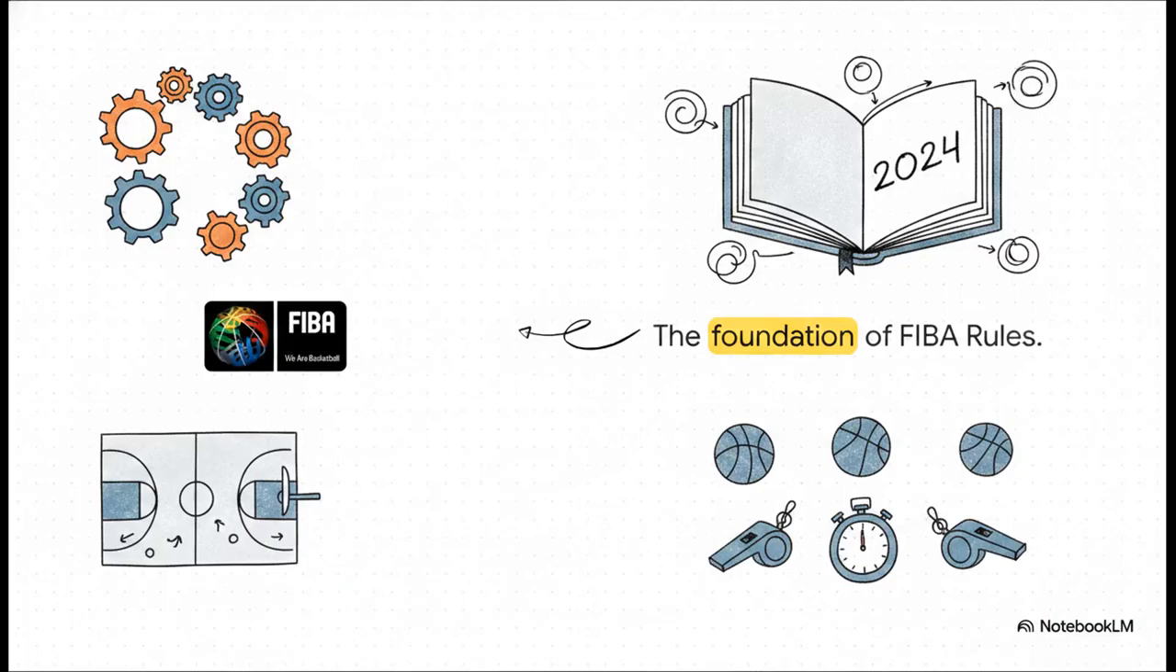Okay, let's dive right into this. Every sport needs a constitution, an ultimate authority that governs every single action, dispute, and mechanic on the floor. And for international basketball, that is the FIBA rulebook. We're looking at the 2024 edition today. Now, while it might look like a super dense legal document at first glance, it's actually a beautifully logical system, and we are going to decode that system together.